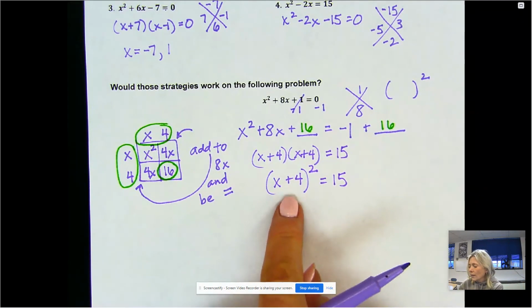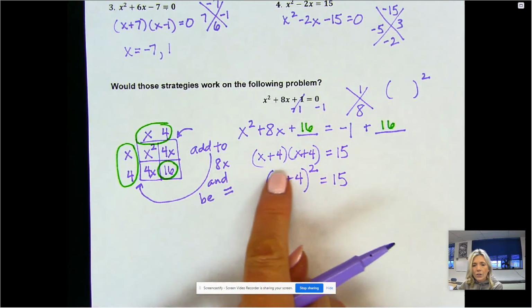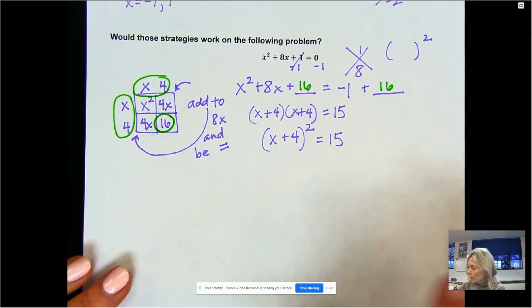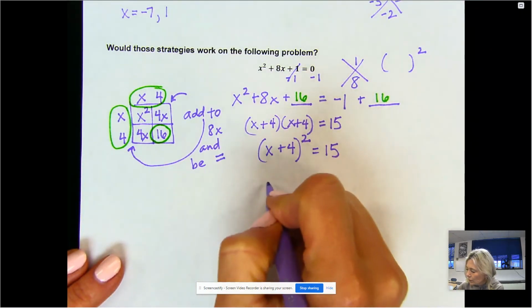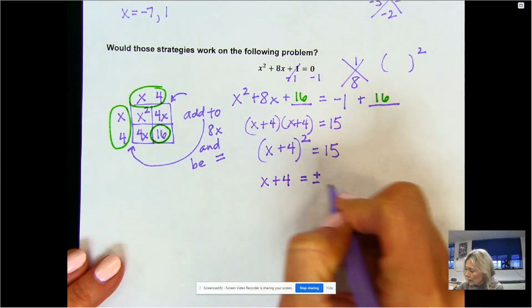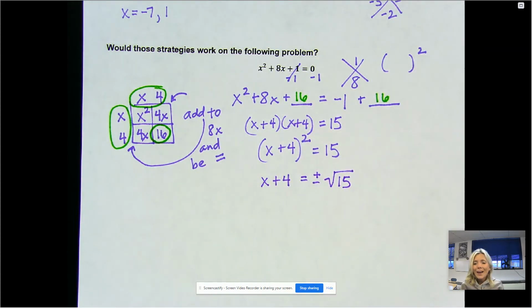So our target is to complete the square to get our equation to look like this. Now we use the tool that we know, which is square roots, to finish solving. So I'm going to square root both sides. When I square root here, I get x plus 4 equals positive or negative square root of 15. And here's the lovely part, guys. 15 is not a perfect square. So we can just leave it as the positive or the negative square root of 15.